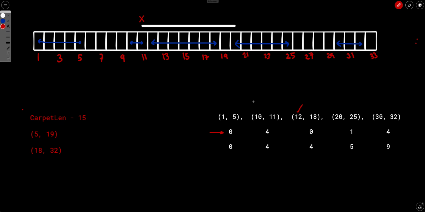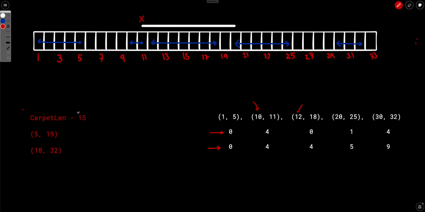Now how many cells are uncovered before 10? Before 10 there are a total of 4 cells, 6, 7, 8, 9, which are uncovered. Now before 12 and after 11 there is no cell which is uncovered, so 0. Now before 20 and after 18 there is one cell which is uncovered. Similarly before 30 and after 25 there are four cells which are uncovered. Now we just take the prefix sum: 0, 4, 4, 5, 9.